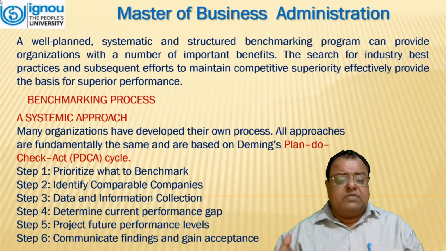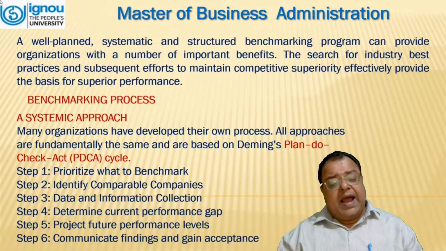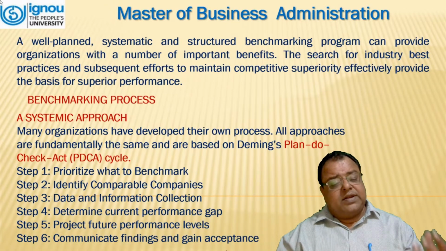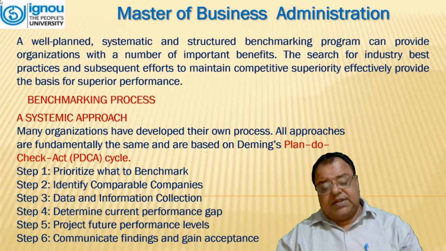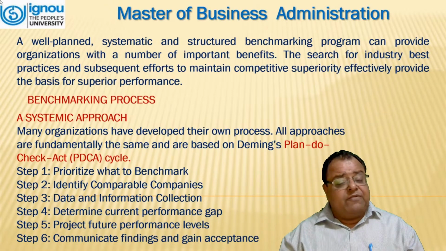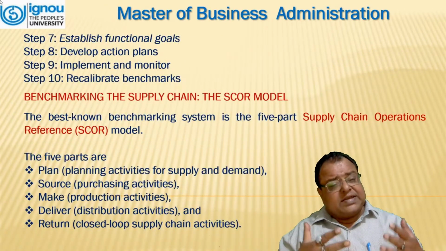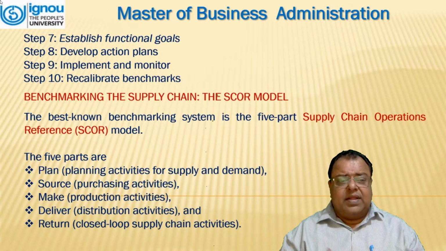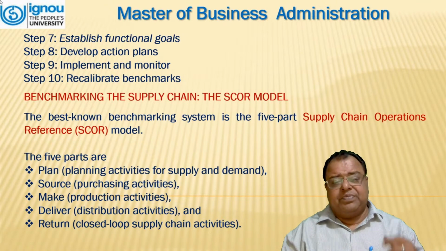Step one is prioritize what to benchmark. Number two, identify comparable companies. Third one, data and information collection. Fourth, determine current performance gap. Fifth, project future performance levels. And sixth one is communicate findings and gain acceptance. Seventh step is establish functional goals. Eighth step is develop an action plan to execute them. Then comes step nine, implement and monitor. And step ten is recalibrate benchmarks.